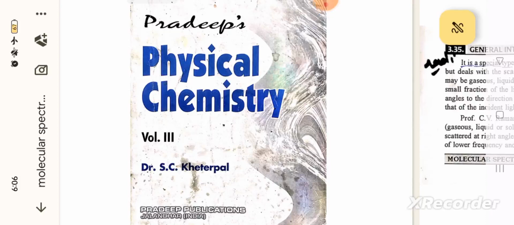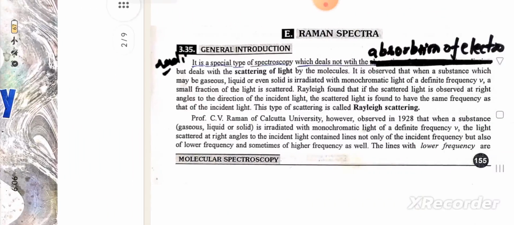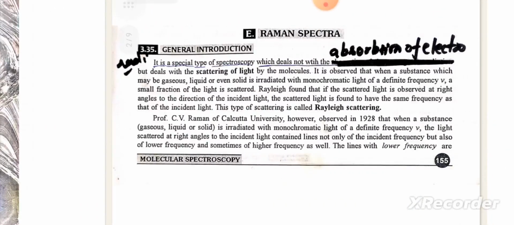Today we are going to discuss Raman spectra. It is a special type of spectroscopy which deals not with the absorption of electromagnetic radiations but deals with the scattering of light by the molecules. It is observed that when a substance, which may be gaseous, liquid, or even solid, is irradiated with electromagnetic monochromatic light of definite frequency mu, a small fraction of light is scattered.